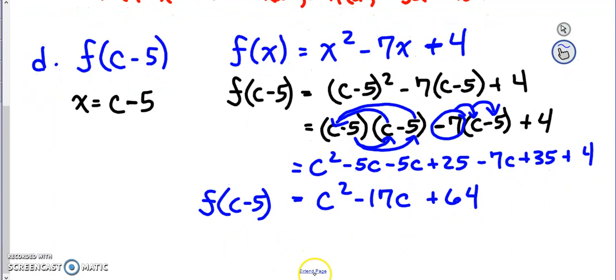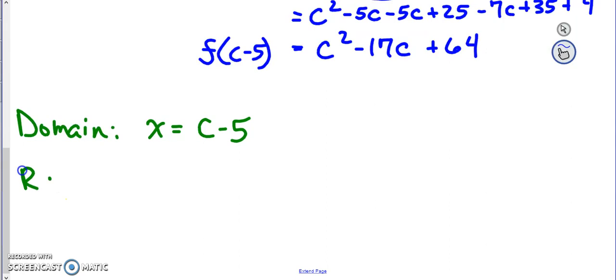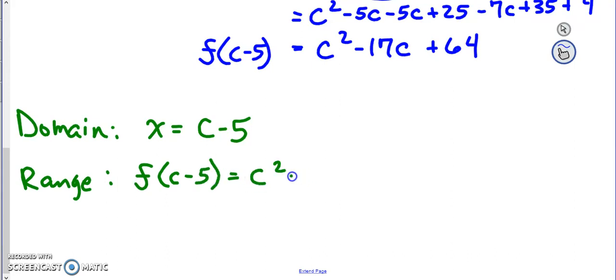All right. So again, writing out our domain and range. Again, you would say x equals, because it's your x value, your input. And your range would be, again, your output or your answer. So all of this. All right, so that's the end of that one. So yeah, just have fun.